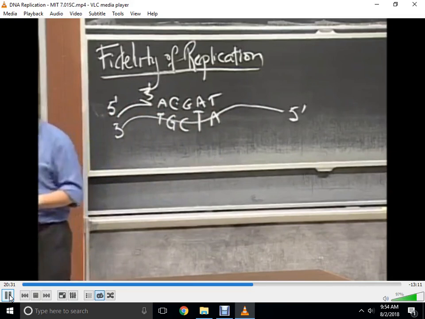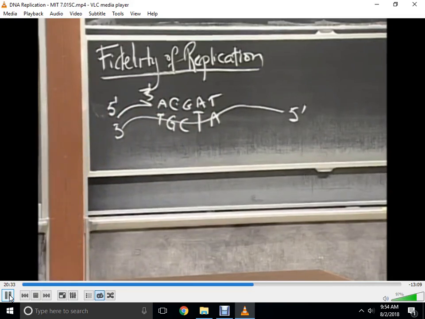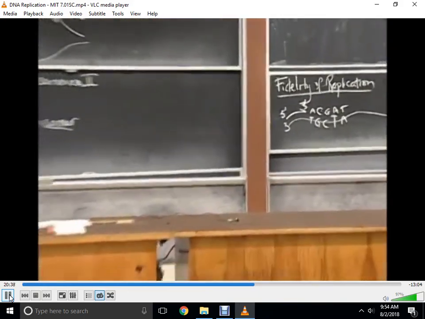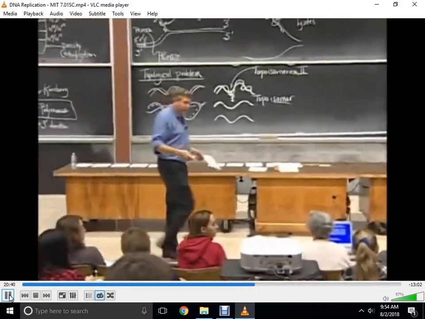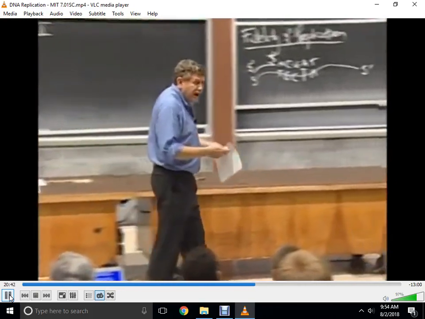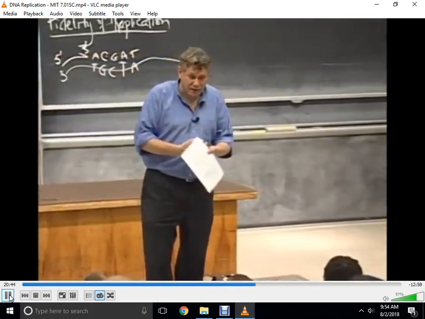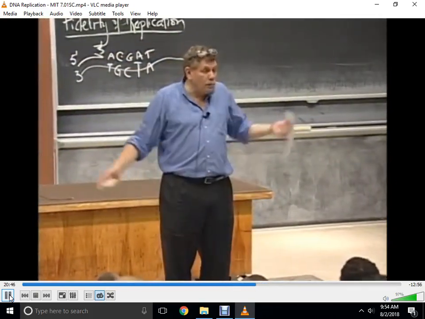What are hydrogen bonds? AT makes 2 hydrogen bonds. GC makes 3 hydrogen bonds. We say the wrong base could never go in.